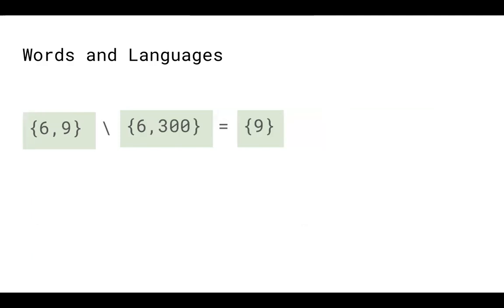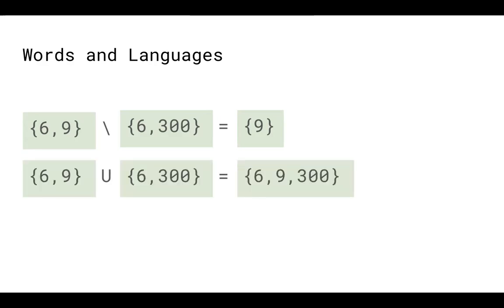We can do set subtraction. If I subtract 6 and 300 from 6 and 9, I'm left with only 9, because 300 was never an element of the set, but 6 was. You can read it as elements in the left-hand side that are not in the right-hand side. Yes, correct. It's how Python does it too, I think.